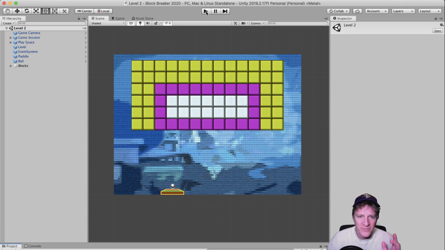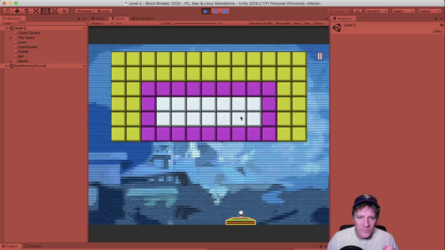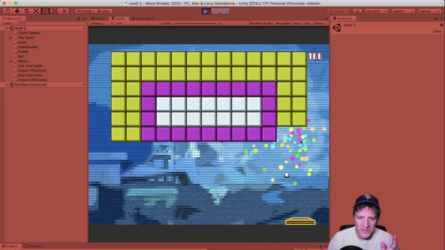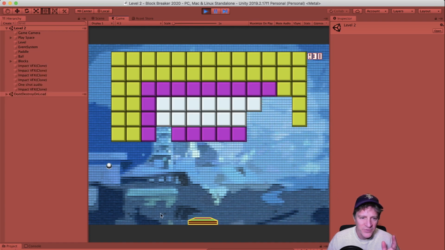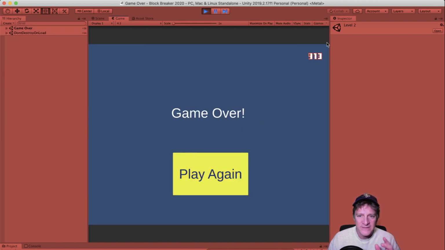If we fire up the game here, the game now has scoring, top right-hand side, and particle effects. So when we hit a block, you'll see them explode and do all these little star things. And up in the top right-hand corner, you can see that the score is going up. It adds some more elements to the game here.